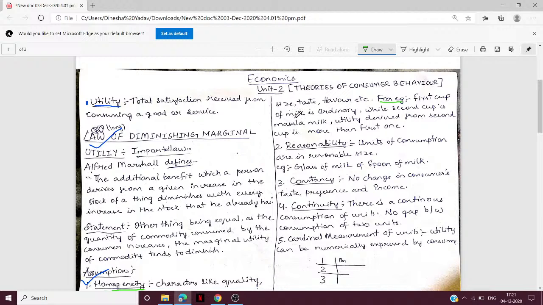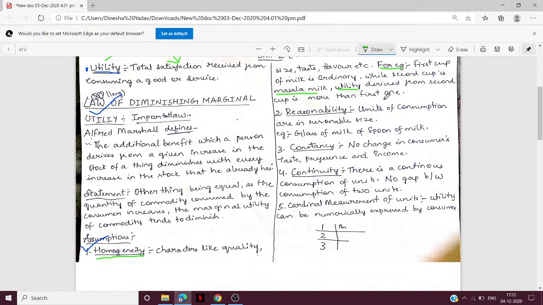As you all know, the first milk is ordinary, the second milk is masala mix. So the utility, the satisfaction, utility as I said, it is satisfaction, derived is more than first cup. As you know, satisfaction will be more when you consume masala milk than consuming ordinary milk. So first assumption is that.